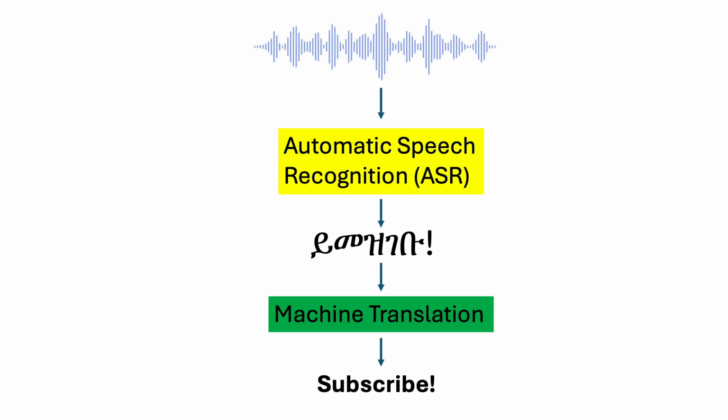First, automatic speech recognition, or ASR, converts Amharic into text. Then, a machine translation model, or MT, takes that Amharic text and translates it into English. The hard part is making both of those models accurate enough and small and fast enough to run locally.